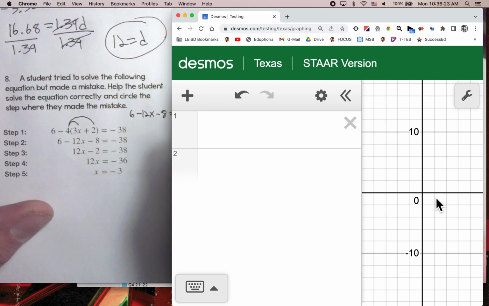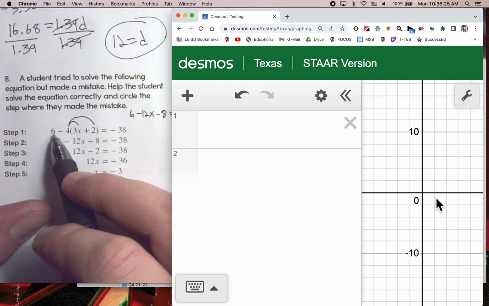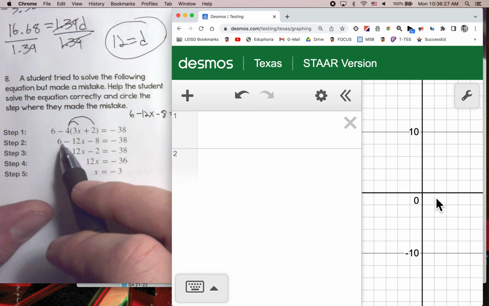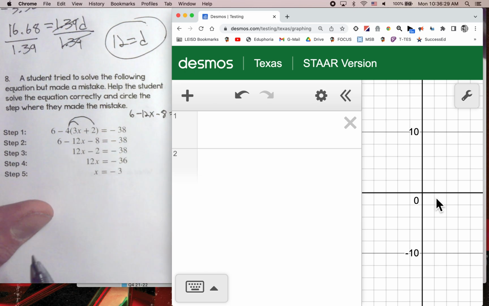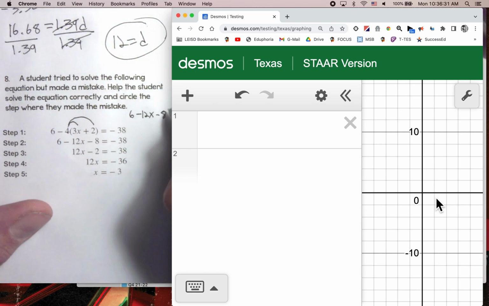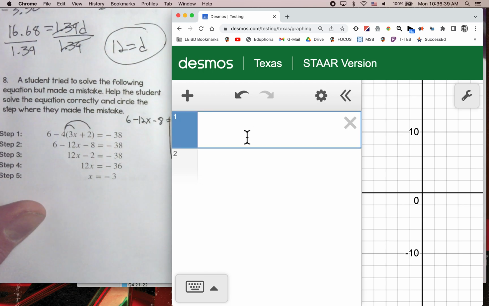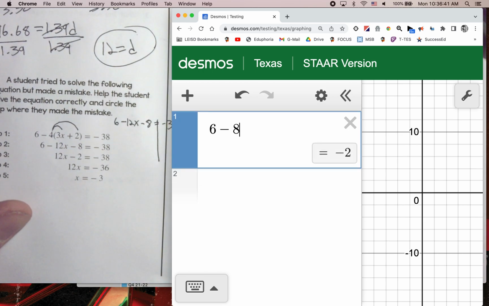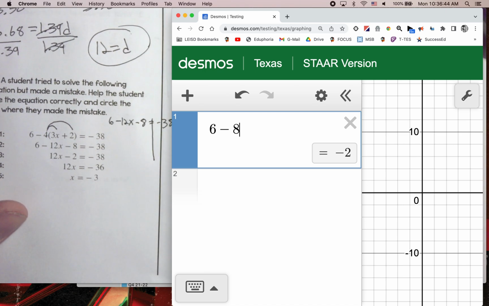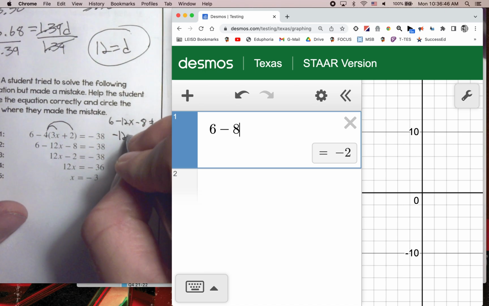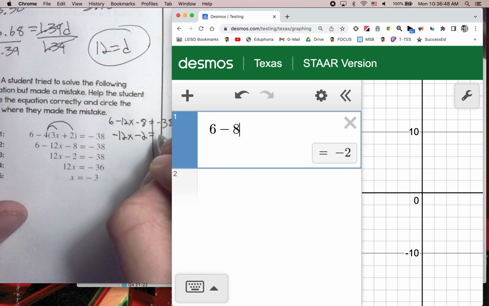Let's see if they got that. Okay, so they distributed. Okay, so they got 6 minus 12x minus 8. Okay, cool. Then the next step involves combining like terms. All right, so I'm going to look. 6 minus 12x are not like terms. 6 minus 8 are, though. So I can type that in my calculator. So I'll say 6 minus 8, which is negative 2. Okay, so I got negative 12x minus 2 equals negative 38.